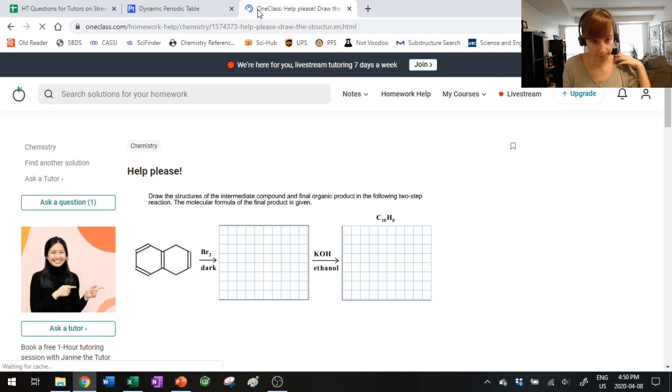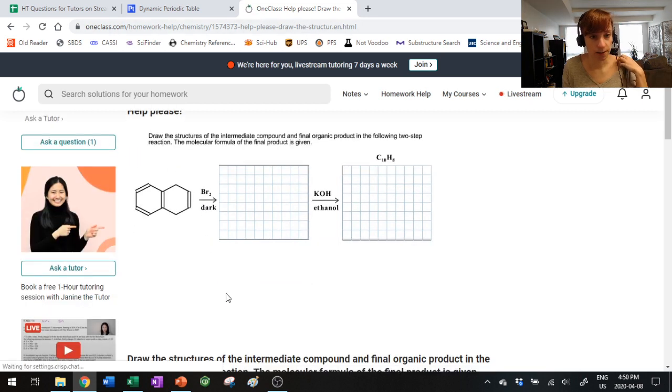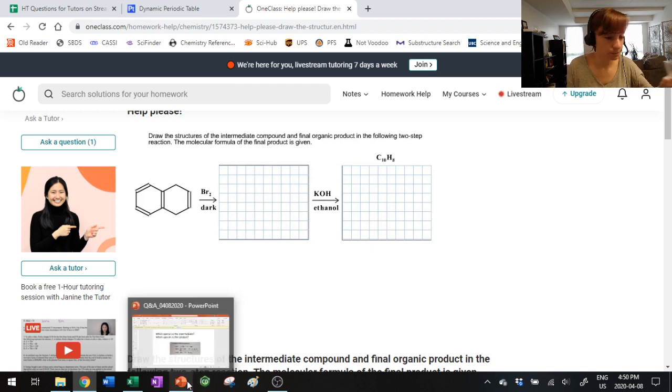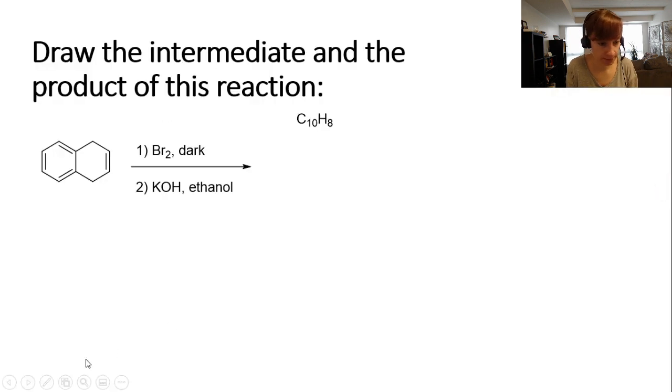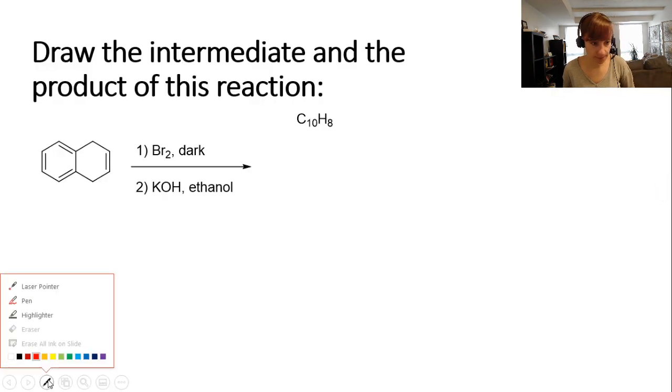Okay, so the question is, draw the structures of the intermediate compound, so that would be after step 1, and the final organic product in the following two-step reaction. And the molecular formula of the product is given. So I have written it out. I will do it step by step.